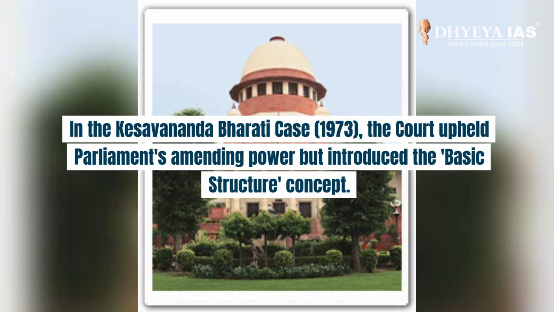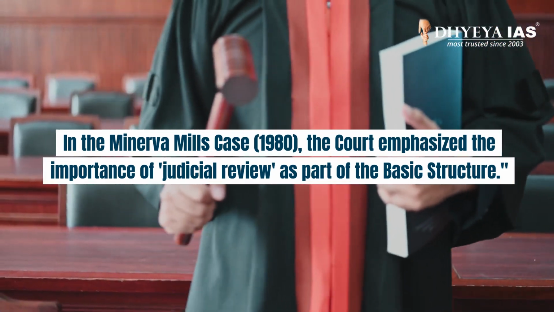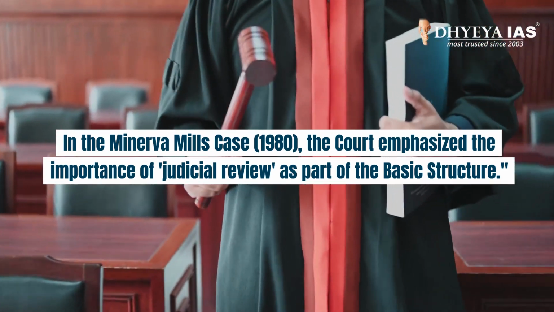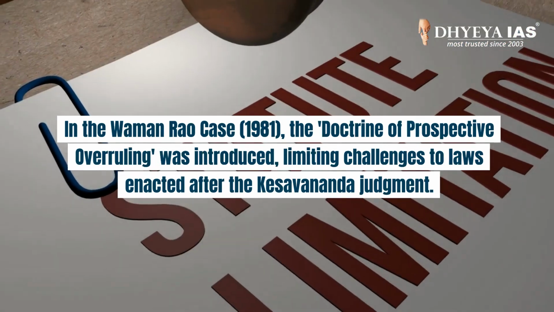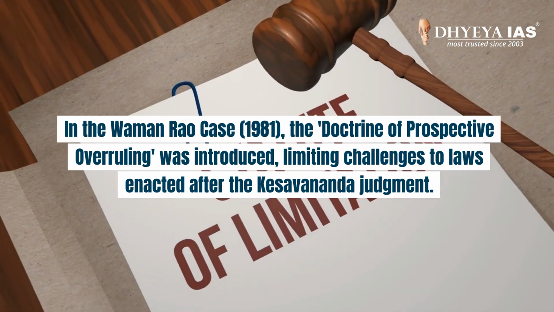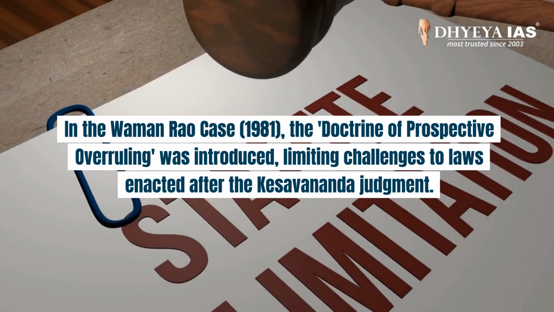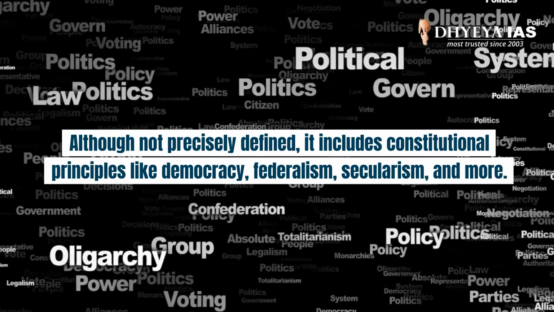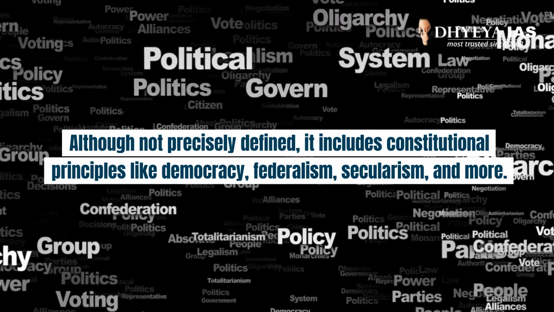In the Kesavananda case 1973, the court upheld Parliament's amending power but introduced the basic structure concept. In the Minerva Mills case 1980, the court emphasized the importance of judicial review as part of the basic structure. In the Waman Rao case 1981, the doctrine of prospective overruling was introduced, limiting challenges to laws enacted after the Kesavananda judgment. Although not precisely defined, it includes constitutional principles like democracy, federalism, secularism, and more.